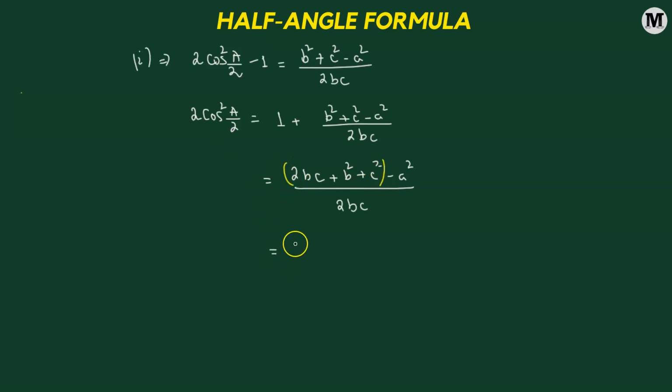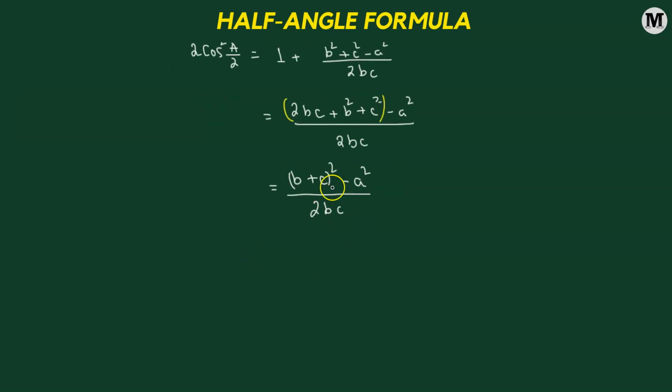Now, that's going to give us B plus C whole squared. And from here, we're subtracting A squared divided by 2 times BC. So this is going to be 2 times cosine squared A over 2. Now, B plus C whole squared minus A squared means we have the difference of squares. Now, we know that if we have x squared minus y squared, this can be factorized to get x plus y multiplied by x minus y.